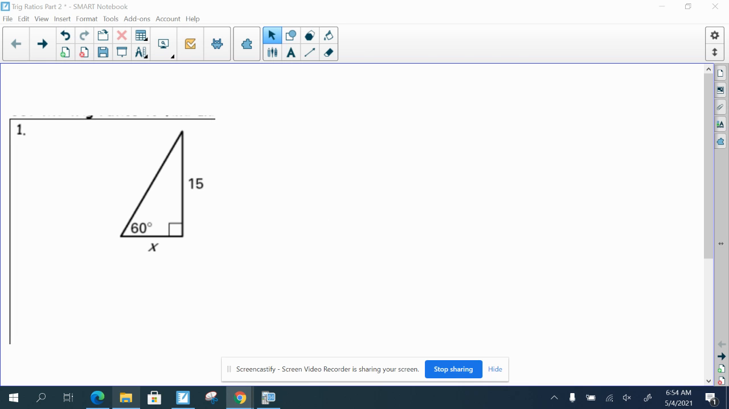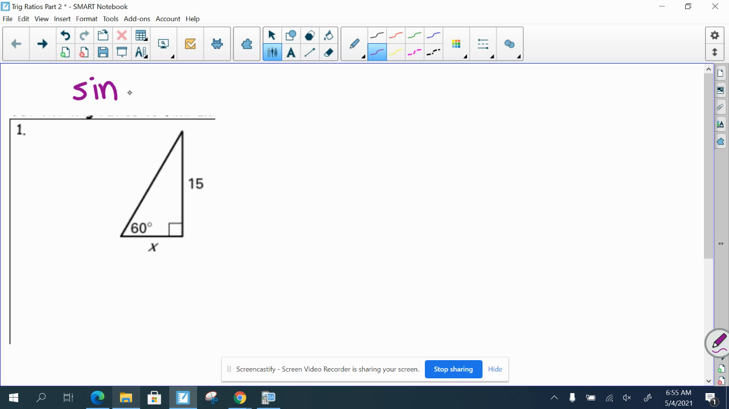This is the trig ratios part 2 lesson. In this lesson, we're going to learn how to use trig ratios to solve for side lengths of a right triangle. So just to review, remember that the three ratios are sine, cosine, and tangent. And since the acronym SOHCAHTOA, we can use that to remember the ratios.